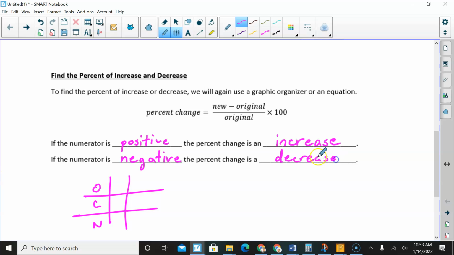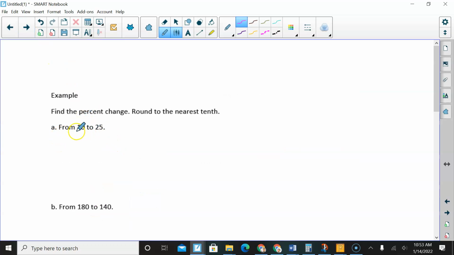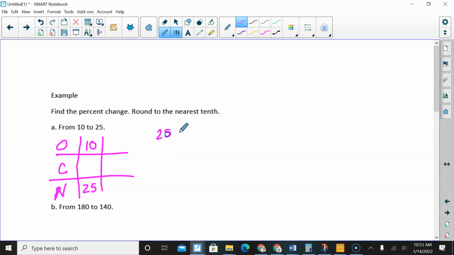And so I'm going to show you that here. We're going from 10 to 25. So our original value is 10. We'll change that by some amount to get to 25. That's our new amount. To go from 10 to 25, we take 25 minus 10, and that gives us 15. Because it's positive, we know that we're having a percent increase, because to go from 10 to 25 means that you're getting bigger. And this is 100, and then we want the percent of change, and that's this spot right here.